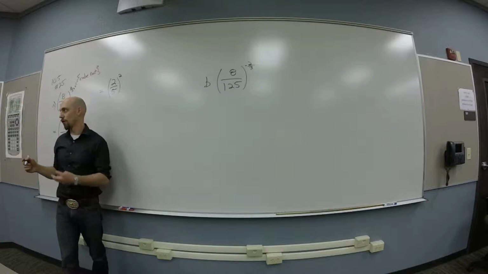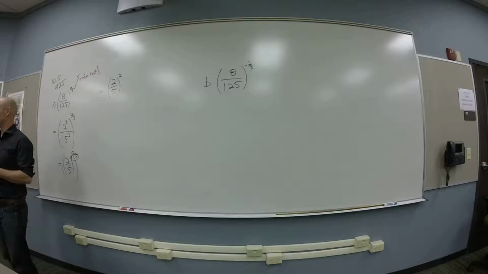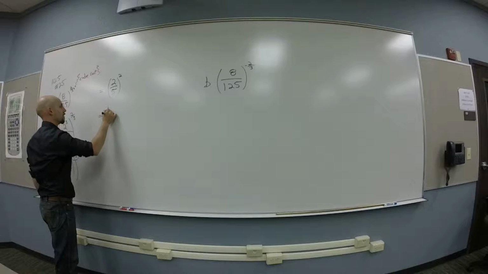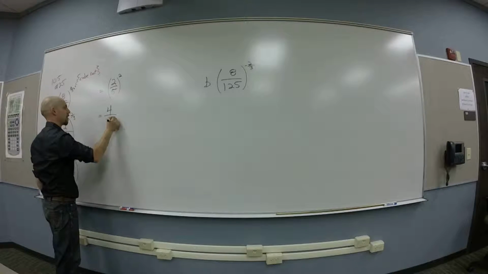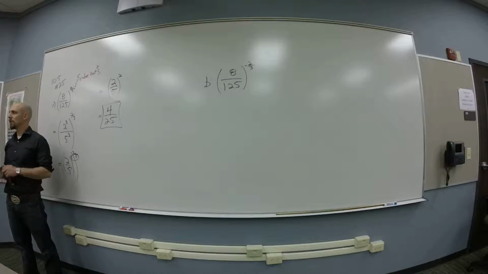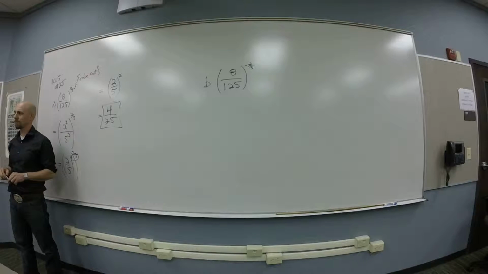Don't assume you're doing the wrong thing yet. There are other ways to do this that are all fine. So what's 2/5 squared? 4/25. Okay, so that's the answer. Does anybody see another way to think about this?